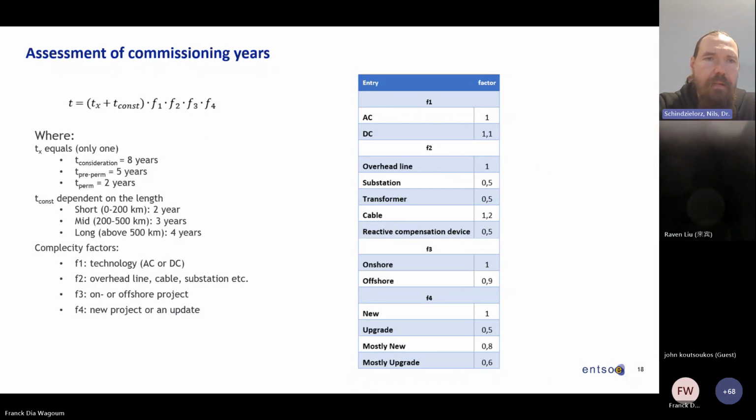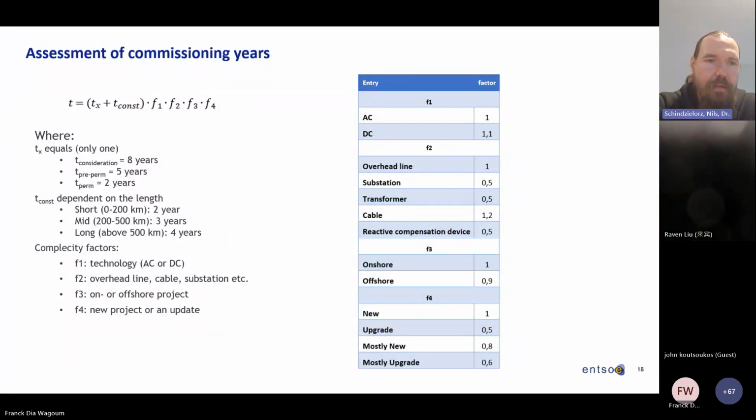are given here, factor number 1 to factor number 4, and factor values are given in this table, which can also be found in the CBA implementation guideline in the annex. And I think I don't want to go into all of the details here, but I just would like to give you an overview about the factors.